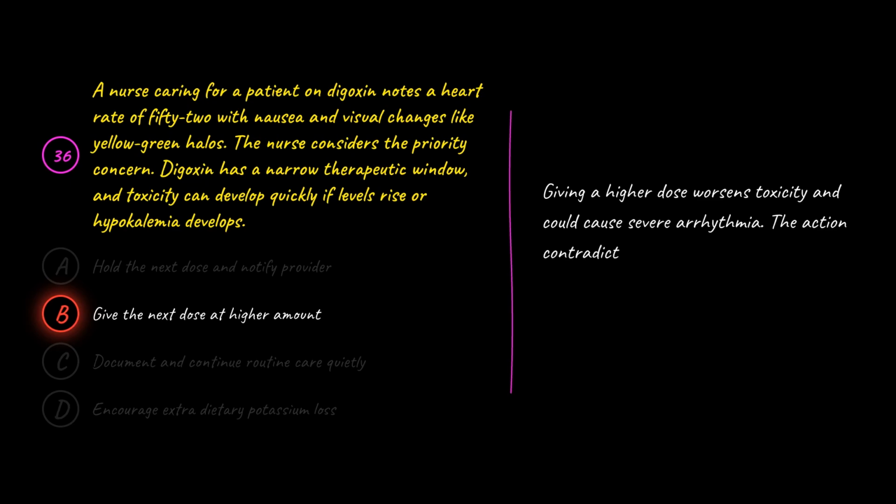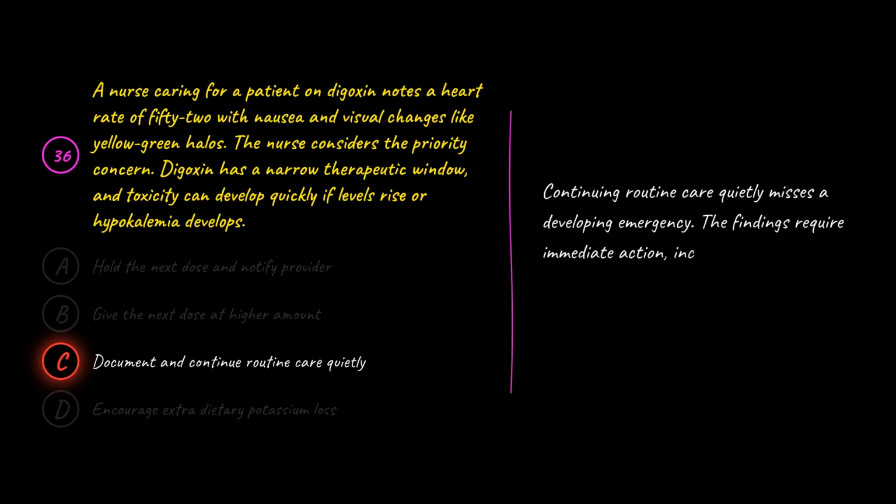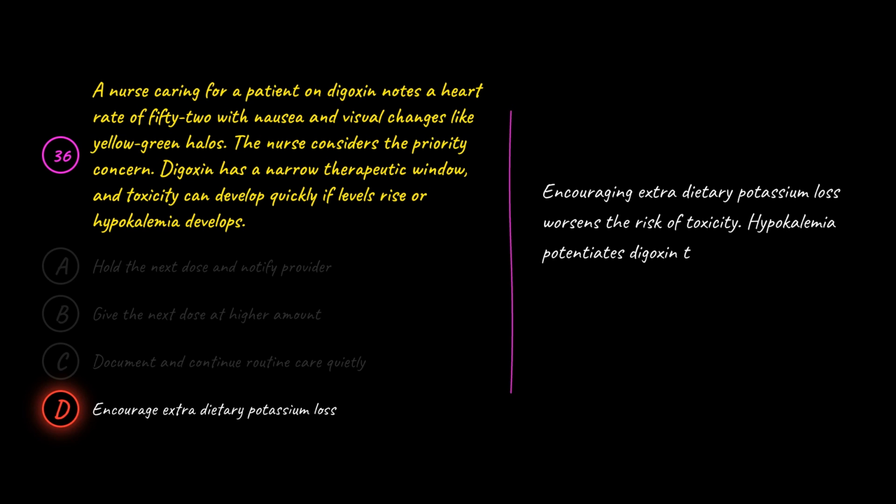The action contradicts safe practice, since the cues already indicate too much medication relative to the patient's tolerance and metabolism today. C is wrong because continuing routine care quietly misses a developing emergency. The findings require immediate action, including holding the dose and contacting the provider, rather than passive monitoring while toxicity progresses unchecked at the bedside. D is wrong because encouraging extra dietary potassium loss worsens the risk of toxicity. Hypokalemia potentiates digoxin toxicity, so the nurse maintains potassium in the normal range rather than promoting loss of the electrolyte.